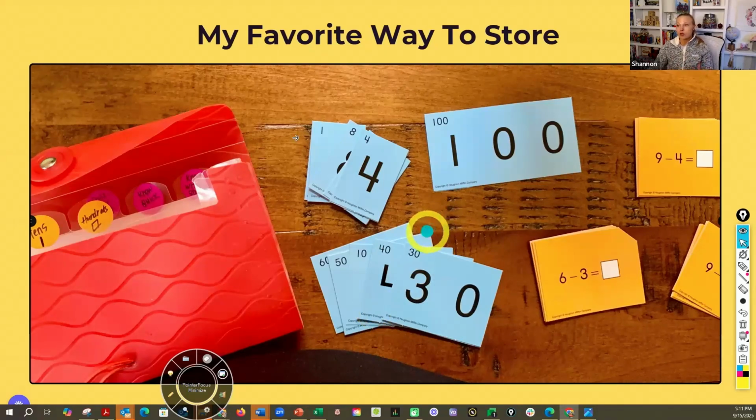Here's my favorite ways. One is you can see I have a coupon organizer here from the Dollar Tree, right? And I go get those and then I can label them. Like here's my ones, my tens, my hundreds. Kids put them in order. They just put them in the little slots.